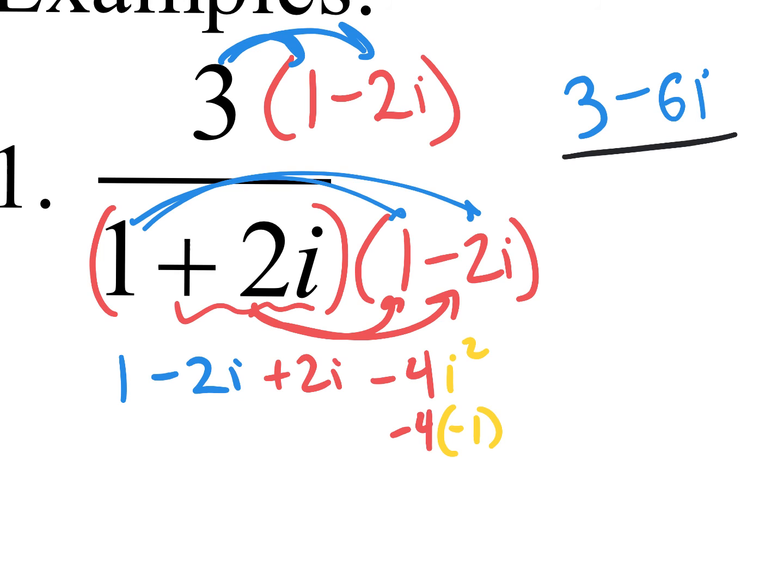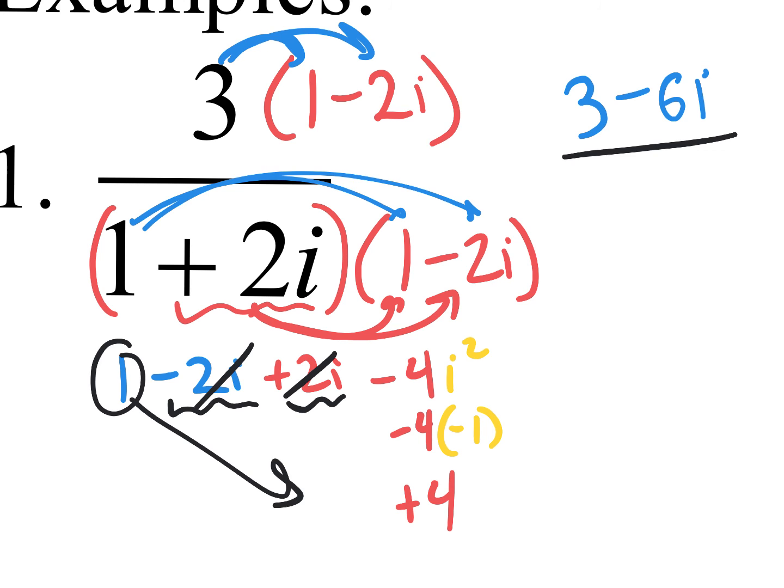You have the negative 4 times negative 1. That's a positive 4. We know that the middle terms eliminate when you multiply a binomial with its conjugate. And this one, we're just going to bring it down. 1 plus 4 is 5. So what we have here is a 5 right there.